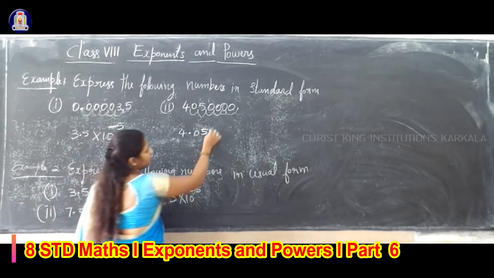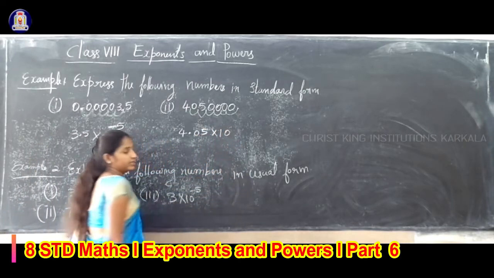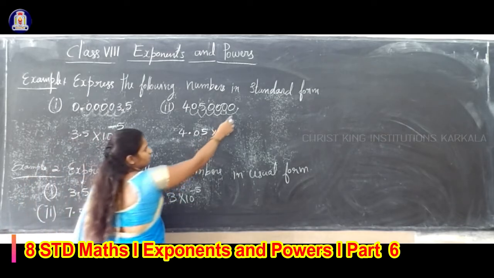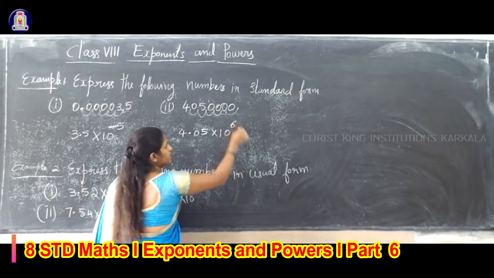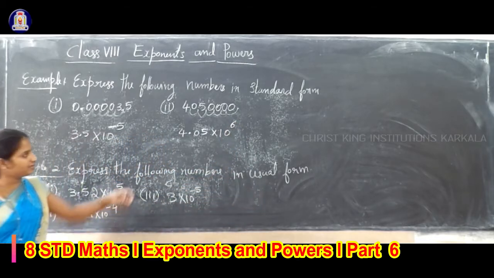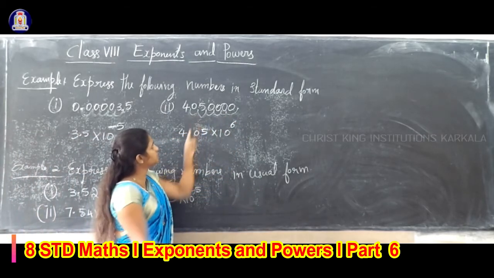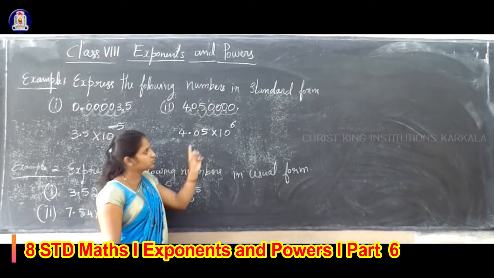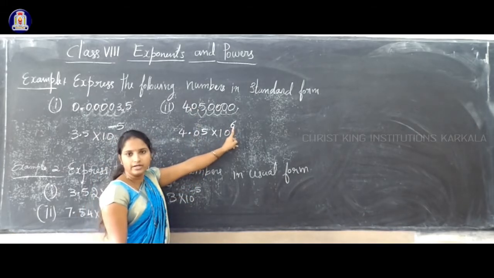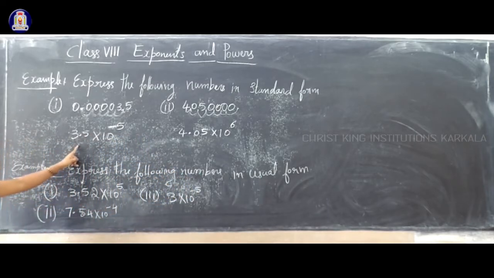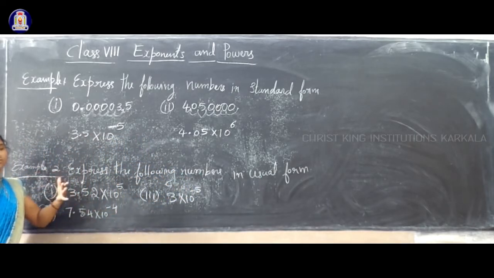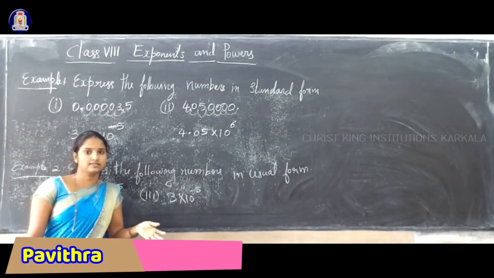4.05 into 10 power 1, 2, 3, 4, 5, 6. So 10 power plus 6. Why plus 6? This decimal point is going to the left-hand side, so the power is 10 power plus 6. The exponent is positive. Here it was negative. Understood? So next we have to solve the exercise sums.